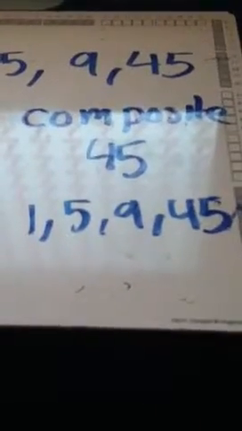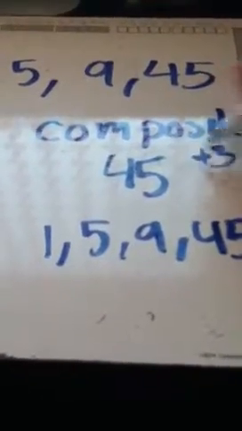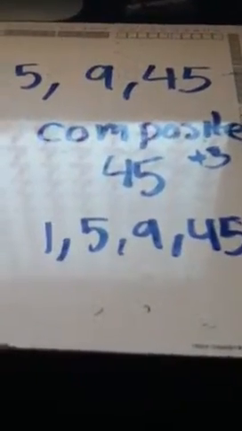A composite number, 45 is a perfect example. So with 45, we had 4 different factors. So we had 1, 5, 9, 45. So that's a total of 4 different factors. So a composite number is going to have 3 or more factors.